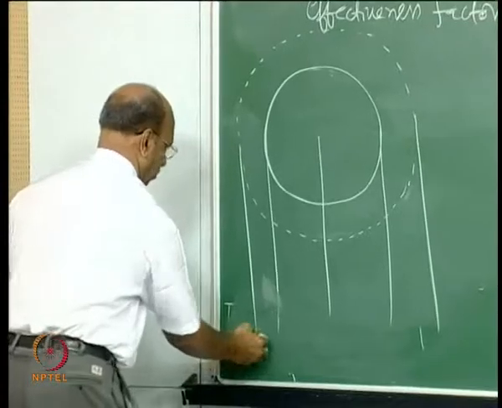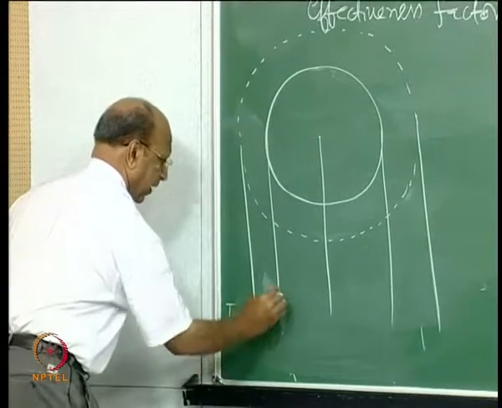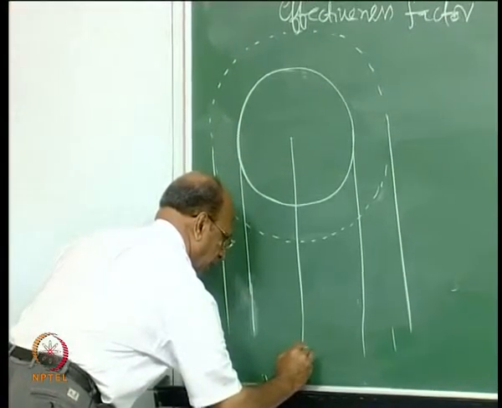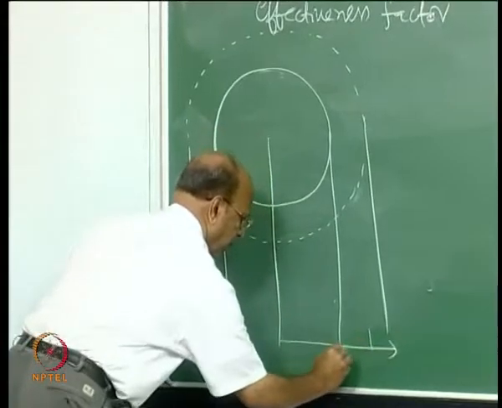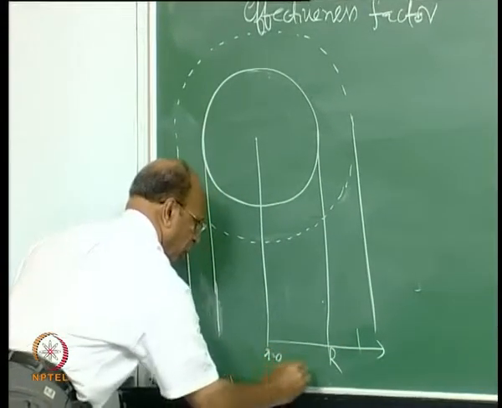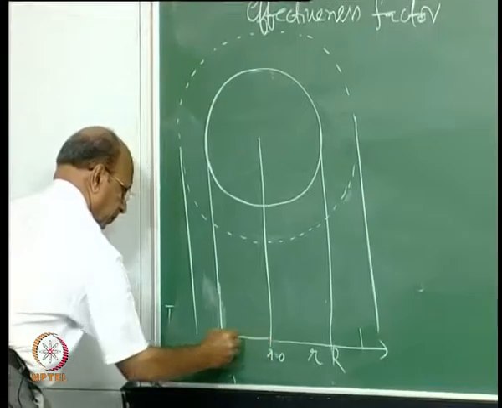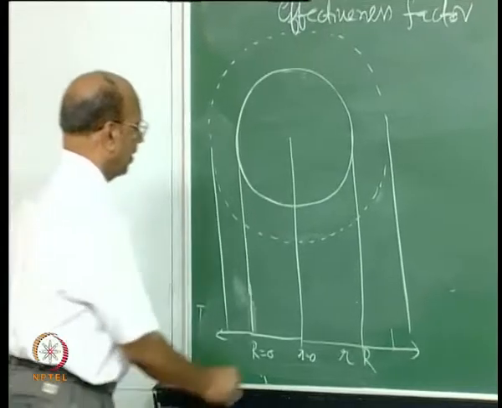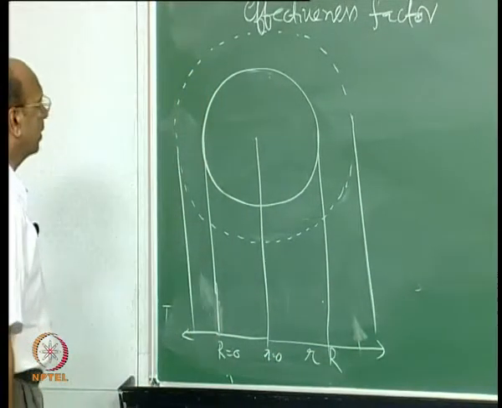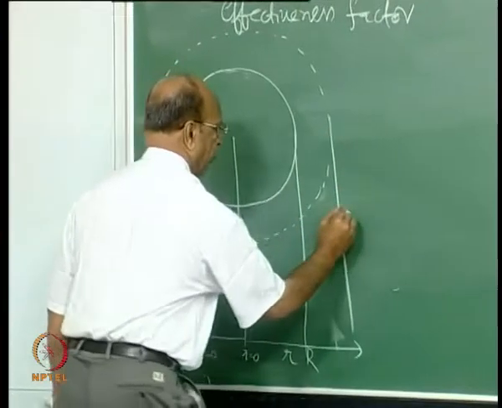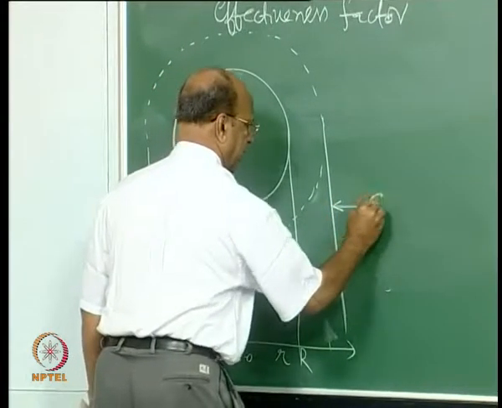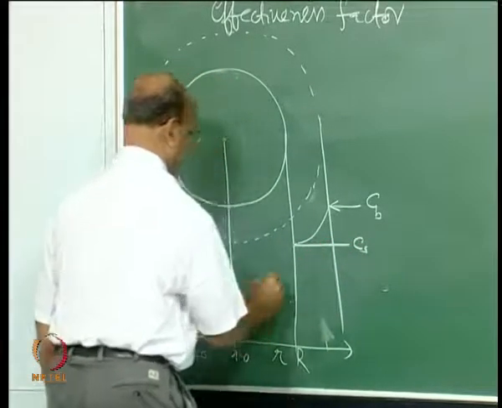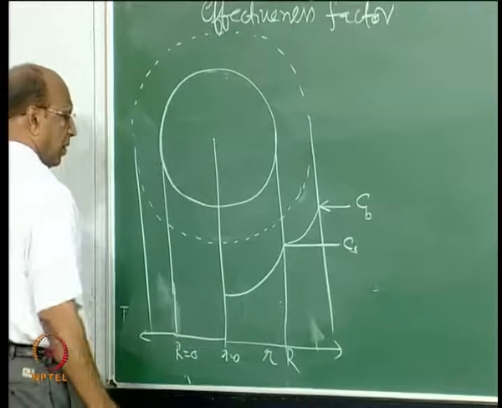In fact, this is a very good habit, drawing the profiles for whatever problem you take. Okay. So, this is r equal to 0, capital R, small r equal to 0, this is R. Good. So, in the film, now we have to show the profiles. This is CB, CS and C.